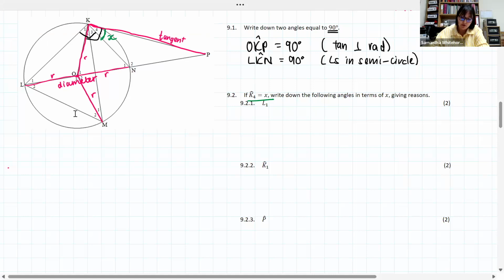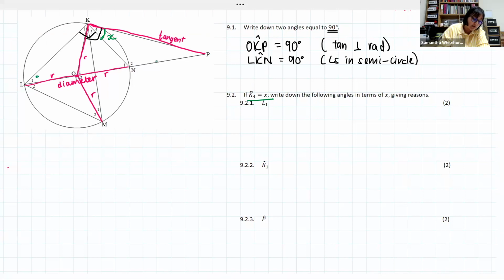All right, so the first one is angle L1. So this one over here with a circle. What is L1 in terms of X? Have a think. Let me know what you think. You can unmute yourself if you want. You can just put it in the chat. K4 is equal to X. What is L1 in terms of X?